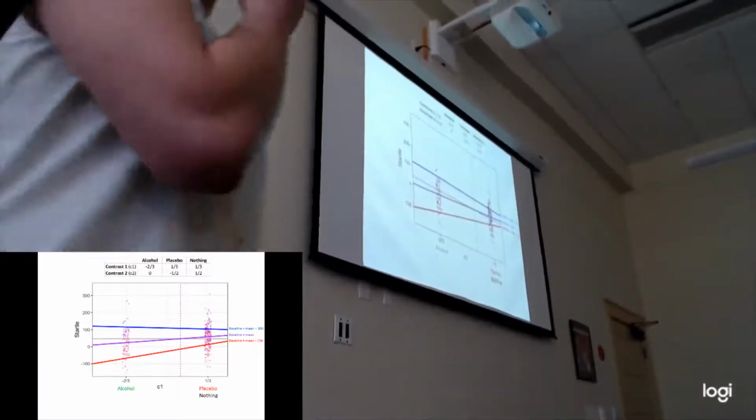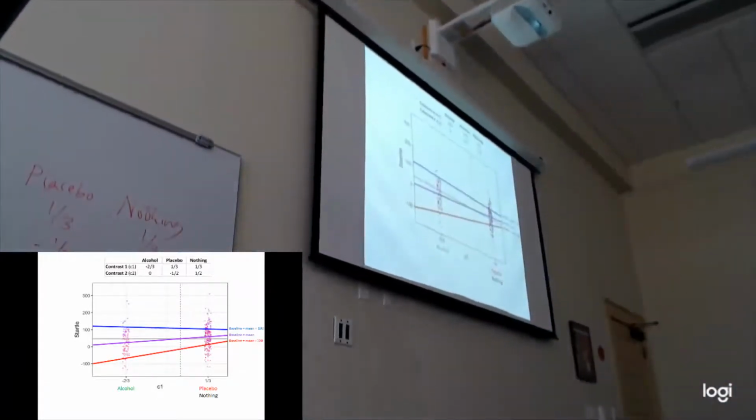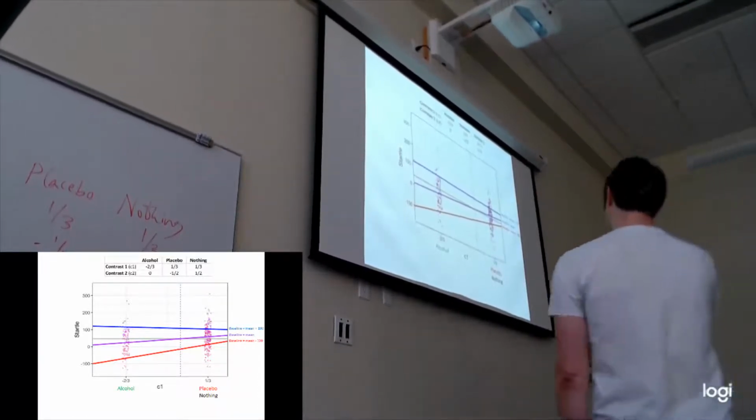I'll try to interpret this. So are you saying here that the change in startle between the alcohol condition and the CO methane condition differs depending on whether they have higher or lower baseline startle? That's perfect. That's very good.